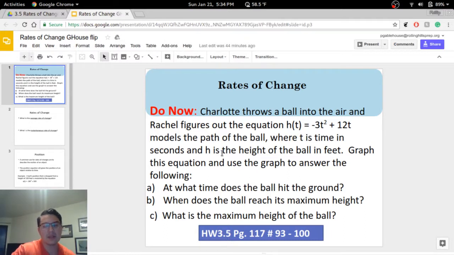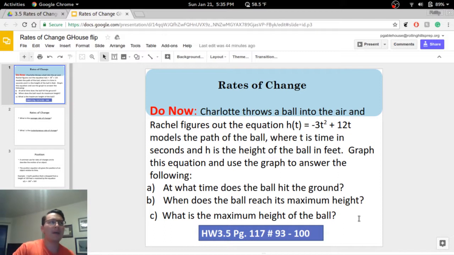So let's run through the context of the problem here. Charlotte throws the ball into the air, and Rachel figures out the equation. Height given time is equal to negative 3t squared plus 12t, which models the path of the ball, where t is time in seconds and h is the height of the ball in feet. We're going to graph this equation and use the graph to answer the following questions.